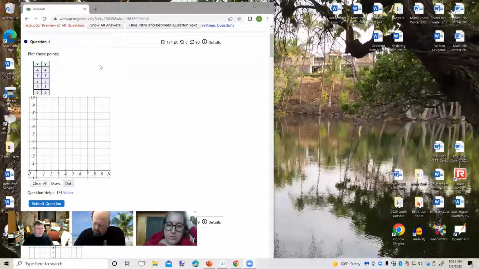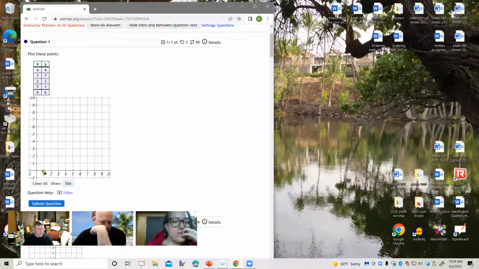So here we have a rectangular coordinate system. It says plot these points and they're listed in a table fashion. Now, I'll click on draw dot. And the first point is 4, 4. So the X value is 4 and the Y value is 4. And so there's the point. Okay. That doesn't look like it's quite on there. So what I can do is hover over it till I get the little cross and I can move that point wherever I want.